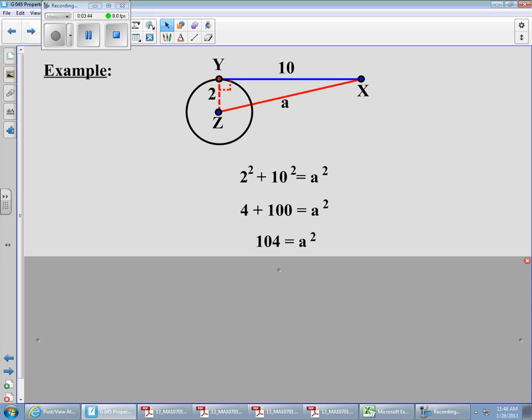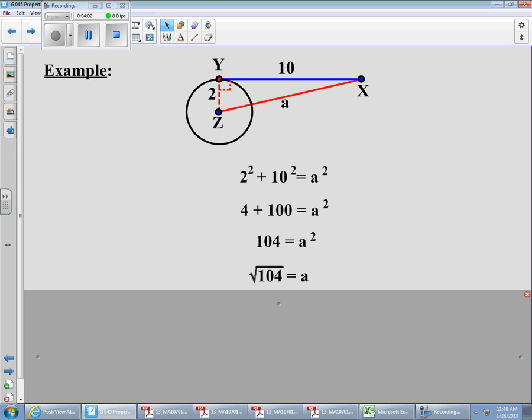Now we need to isolate a. Right now we have a squared. We don't want a squared, we just want a to the first. So how do you get the square off of the a? Take the square root. Doing the opposite, take the square root of both sides. Taking the square root of the right, obviously the square root of a squared is a. Now how do we figure this mess out on the left? Square root of 104, how does that work?